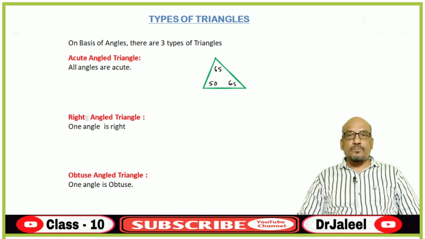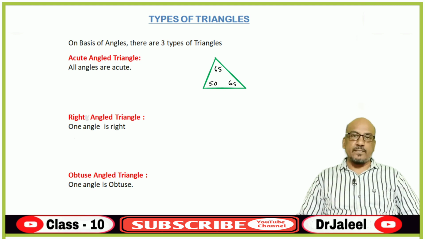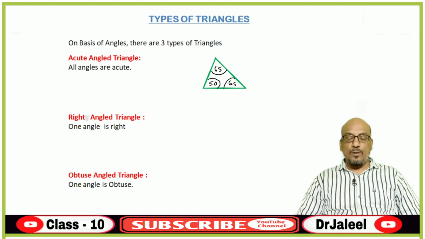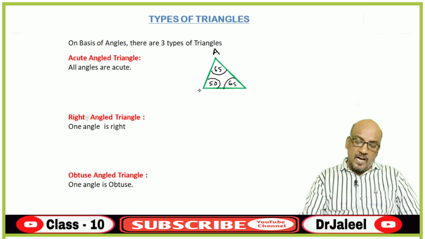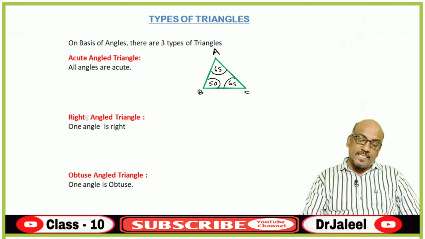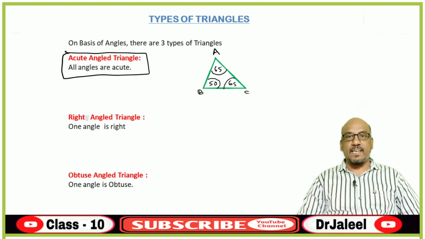So children, here with respect to sides, let us leave it. Now with respect to angles, all these angles 65, 50, 65, all these angles are acute. We call them acute because they are between 0 and 90. Therefore, we call this triangle an acute angled triangle. So children, in an acute angled triangle, all the three angles are acute.